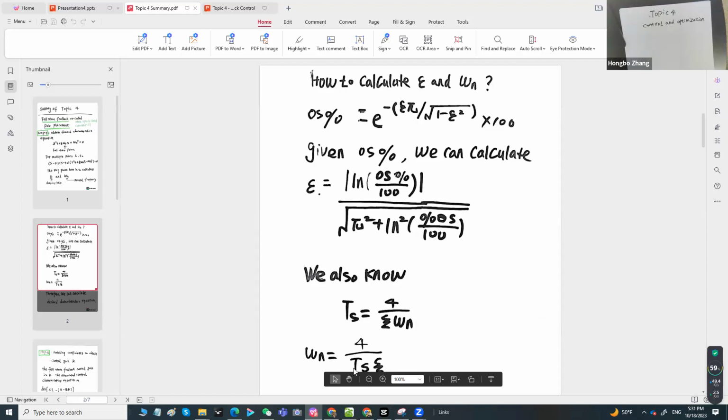Remember we reviewed the time response at the beginning of the semester. Let's review the purpose like this, because that's the first step of doing any control project. Based on overshoot and settling time, you can calculate eta and omega n.